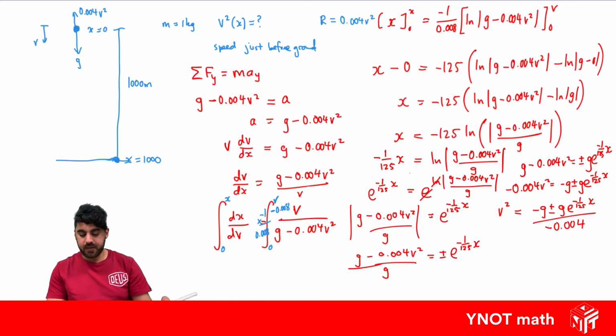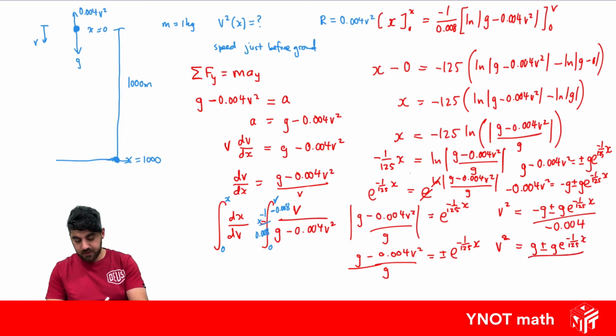And we can tidy this up a little bit. Let's get rid of that minus at the bottom. So the minus will make that a plus, and minus with the plus or minus keeps it as a plus or minus. So we get v squared equals g plus or minus g e to the minus 125x all over 0.004.